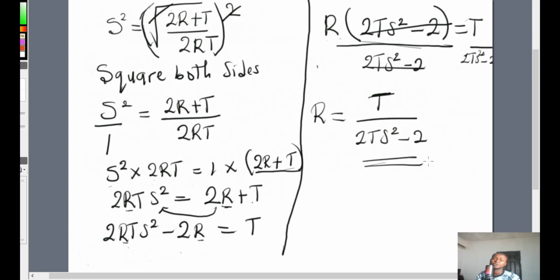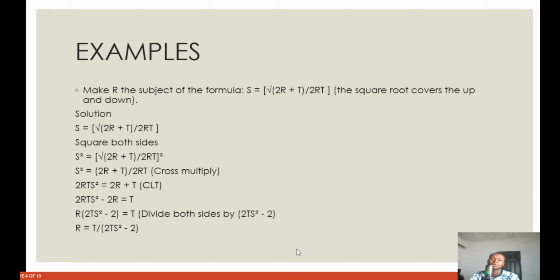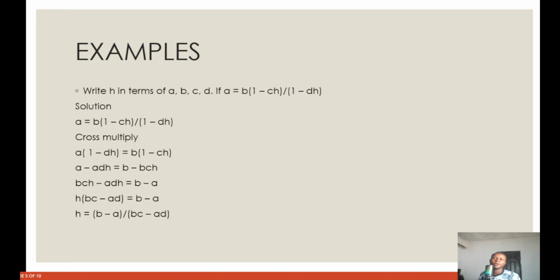So we check the next question from our slide, and we still have something like this, which is the final answer for the previous one. So you can go through this one, or you go through my explanation in the previous way. Here we move to another example. We are asked to make h in terms of a, b, c, d.